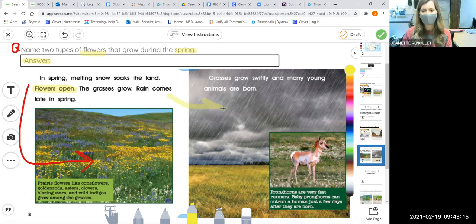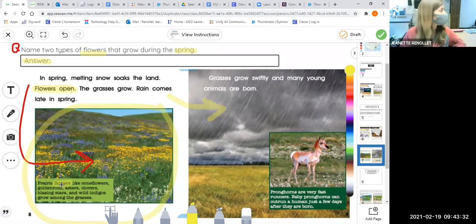I'm going to peek over here and I notice I'm seeing a picture of some rain here. Very cool. All right, I'm going to check out this picture and the caption because text features help us understand. Prairie flowers like, ooh, more information about flowers.